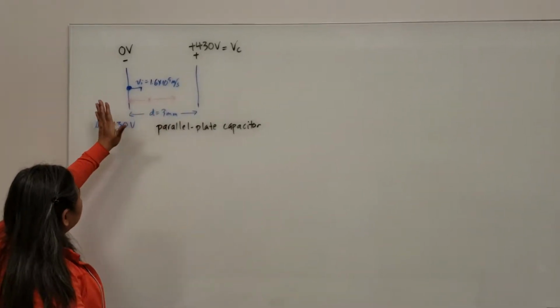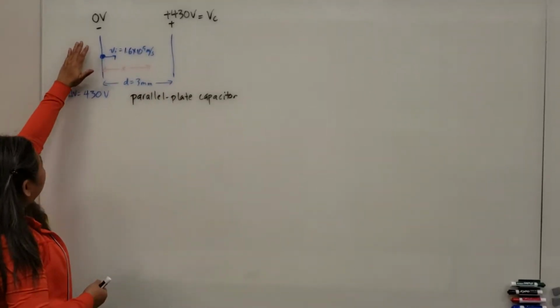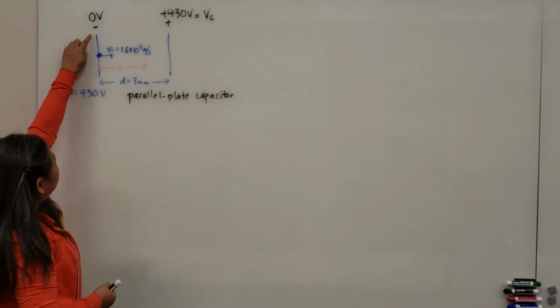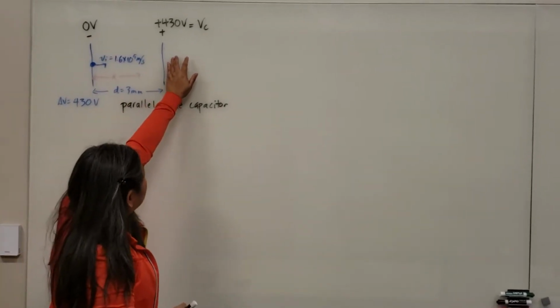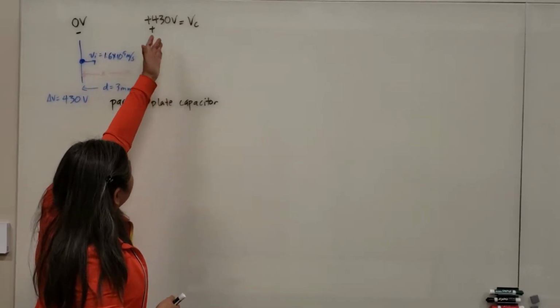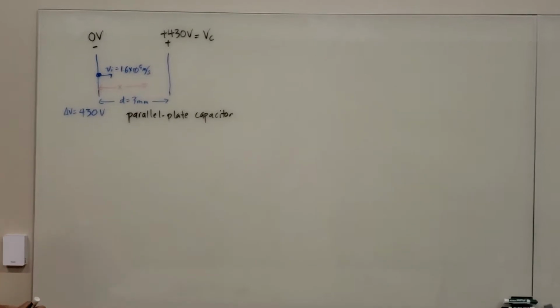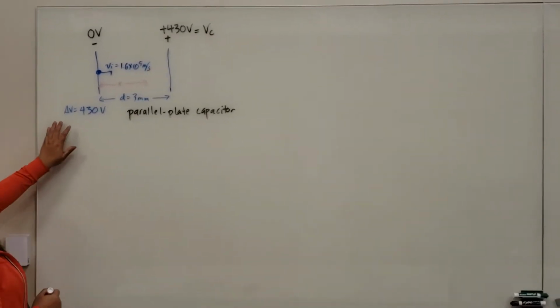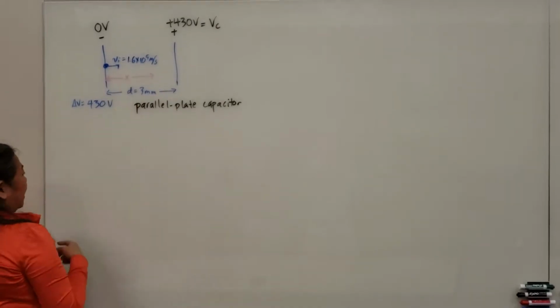So, certain things to consider. For a parallel plate capacitor, the left plate or electrode is negative, and it's at zero potential, whereas the right electrode or plate is at a positive potential, equivalent to a maximum of 430 volts. Our problem is looking for this x.